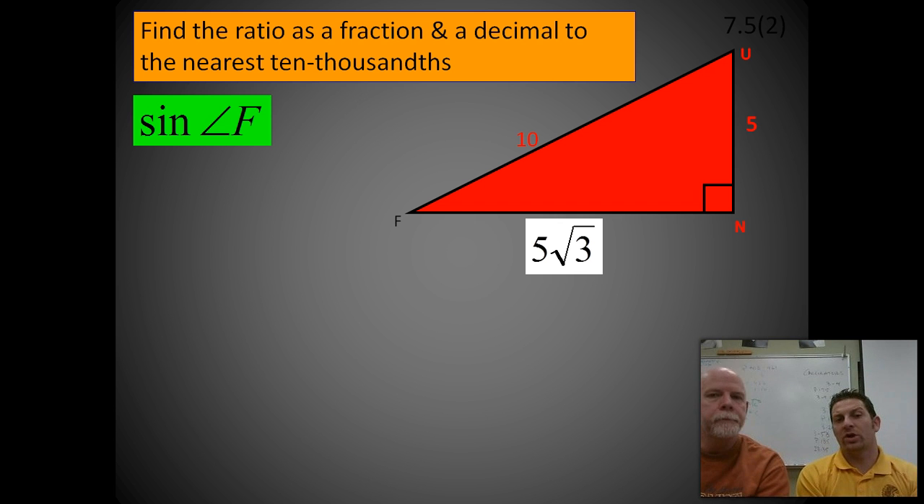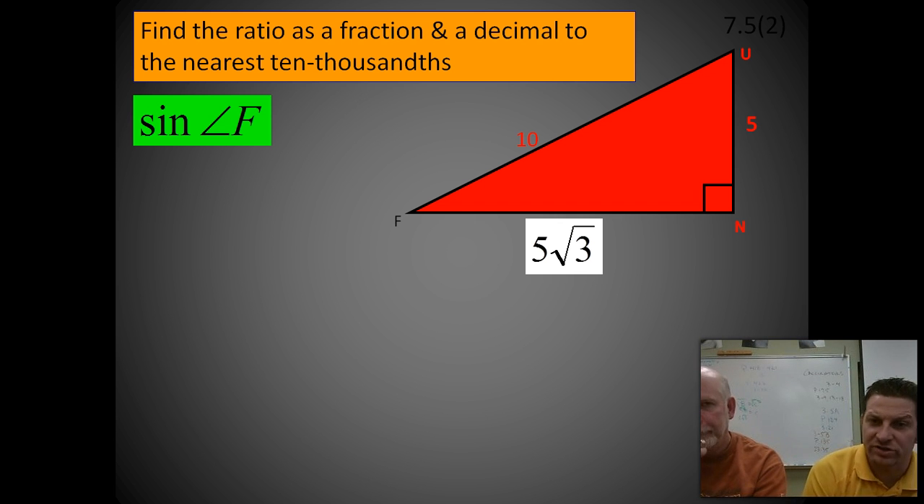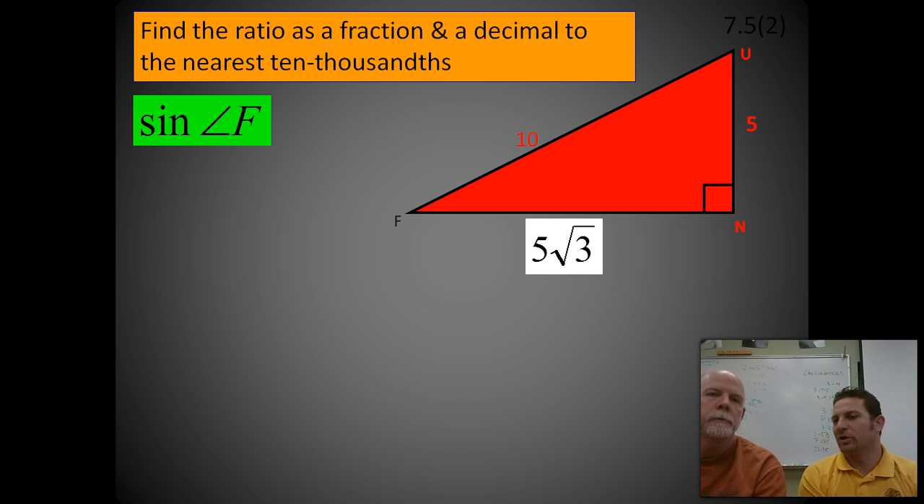All right, so now we're going to actually have to calculate some things out here. This is to find the ratio as a fraction and decimal to the nearest 10,000ths. Now, when I look at this triangle, I already see you could basically do some things we've already done here. But we're going to use sine anyway, guys, to figure this out.